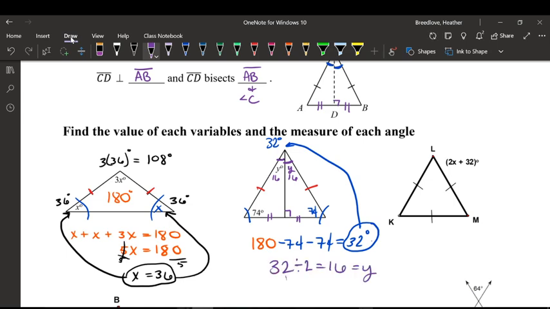Now, the way I set it up the first time would also work, but this way I think is the simpler way of explaining it.